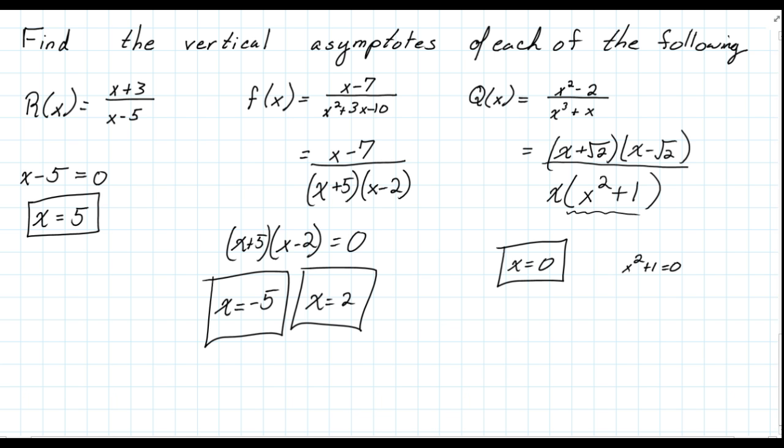That gives us a vertical asymptote. If we try to solve for x over here, we get x squared equals negative 1. And then if we tried to take the square root, we would get x equals plus or minus the square root of negative 1. And we are currently in the real world. We're not talking about complex numbers, so that guy doesn't exist. So we're only going to have one vertical asymptote here at x equals 0.